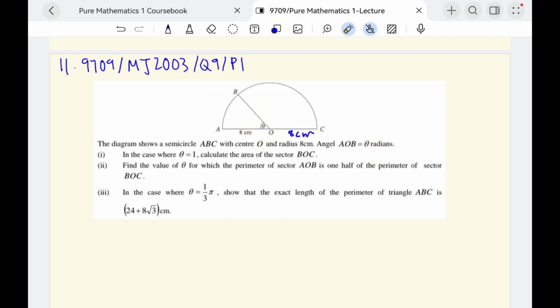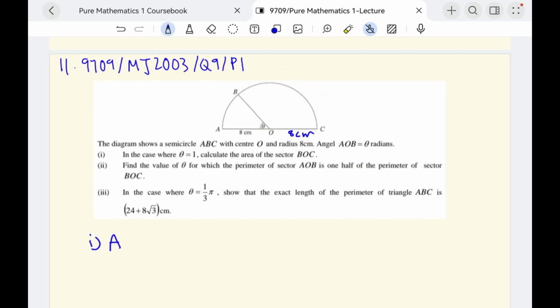So there is a hypothesis for the first part. Let theta equal 1, and it wants you to calculate the area of the sector BOC. So calculate this area, the area of this region.